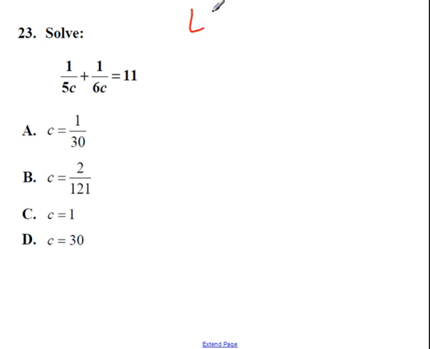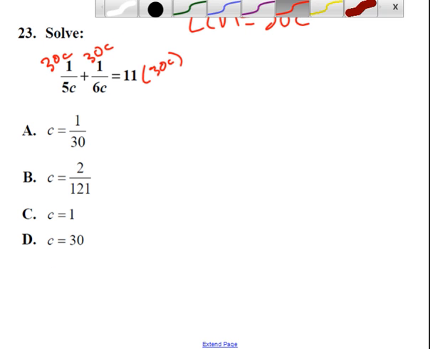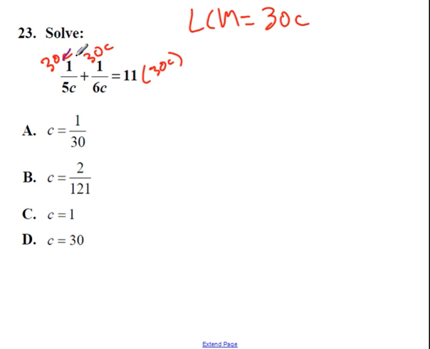Here we go with a little LCM problem. We should be good at these. We just took our test on it. 5 and 6 both multiply up to make a 30, and we need a C on it. So we're going to have a 30C kind of on each one of these. Multiplying here. The C's are going to cancel out. 30 divided by 5 is 6. The C's are going to cancel out, and 30 divided by 6 is 5.